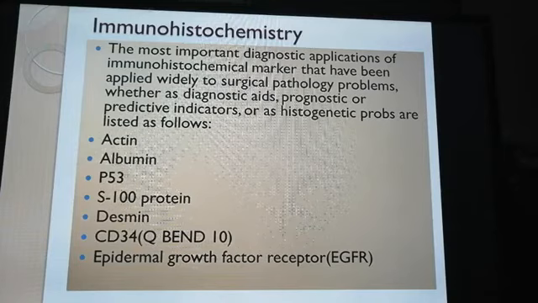Now, immunohistochemistry. The most important diagnostic applications of immunohistochemical markers that have been applied widely to surgical pathology problems, whether diagnostic, prognostic or predictive indicators, or as histogenetic probes, are listed as follows: actin, albumin, P53, S100 protein, desmin, CD34, Ki, Bend 10, epidermal growth factor receptor.